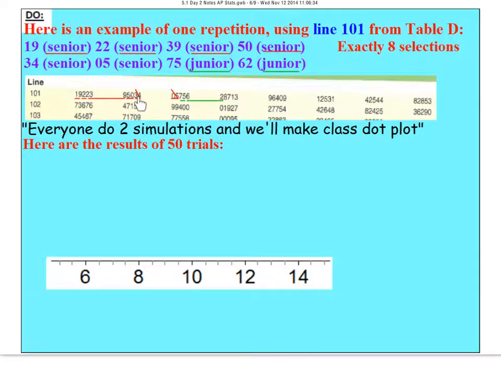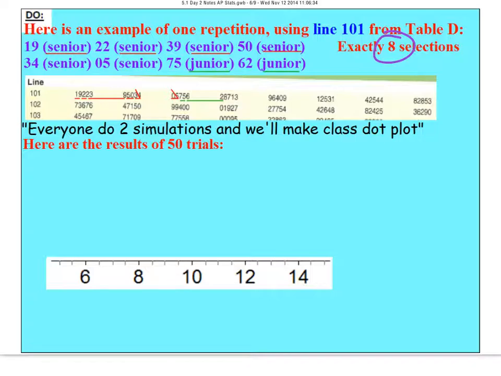Now, we get to 34. Well, that is a 5th senior, so we just skip them. 05 would be the 6th senior, skip it. 75, we finally have hit a junior. And then the next one is 62, which categorizes a junior, so I can stop. It took us in this one exactly 8 selections.